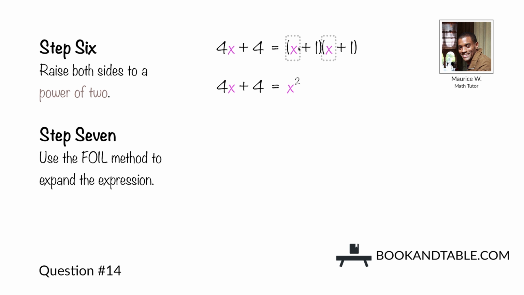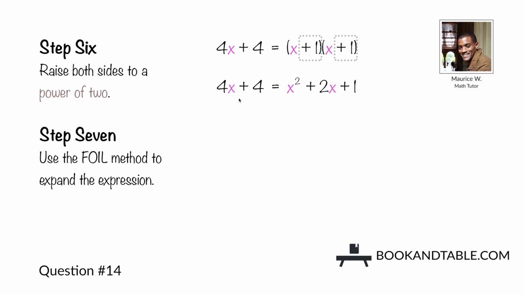And now step 7, again, we'll use the FOIL method to expand this expression over here. I turn the expression around, so we have 4x plus 4 on the left side, and x plus 1 squared on the right side. X times x is equal to x squared. X times 1 is equal to x. 1 times x is equal to x. X plus x is 2x. And then lastly, 1 times 1 is equal to 1.